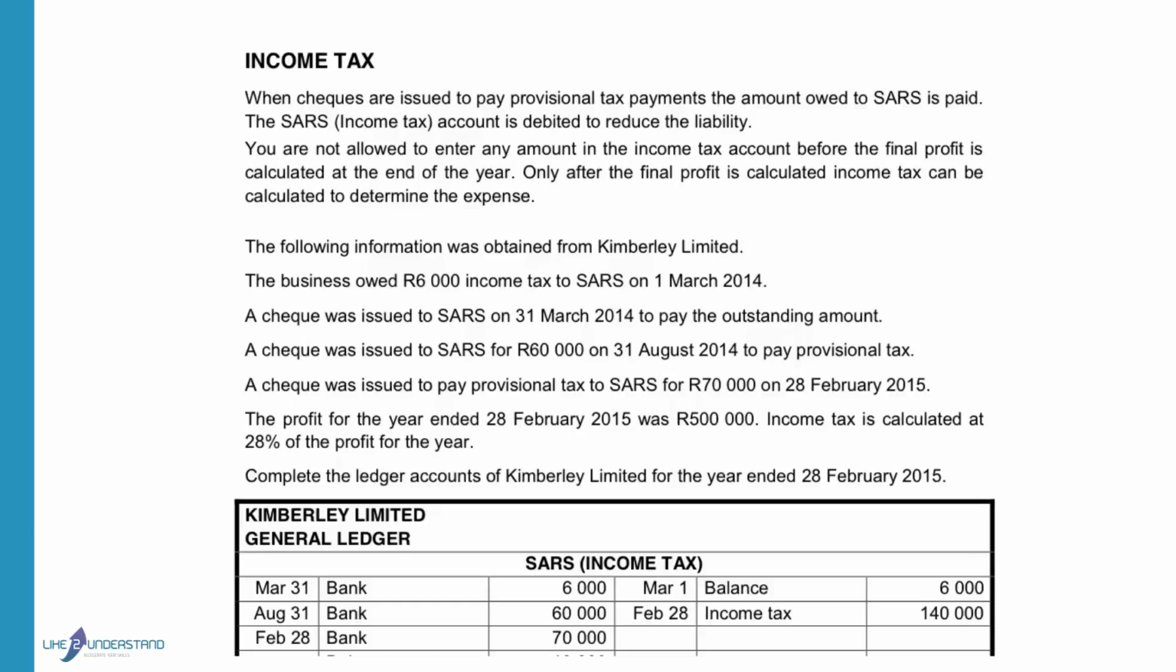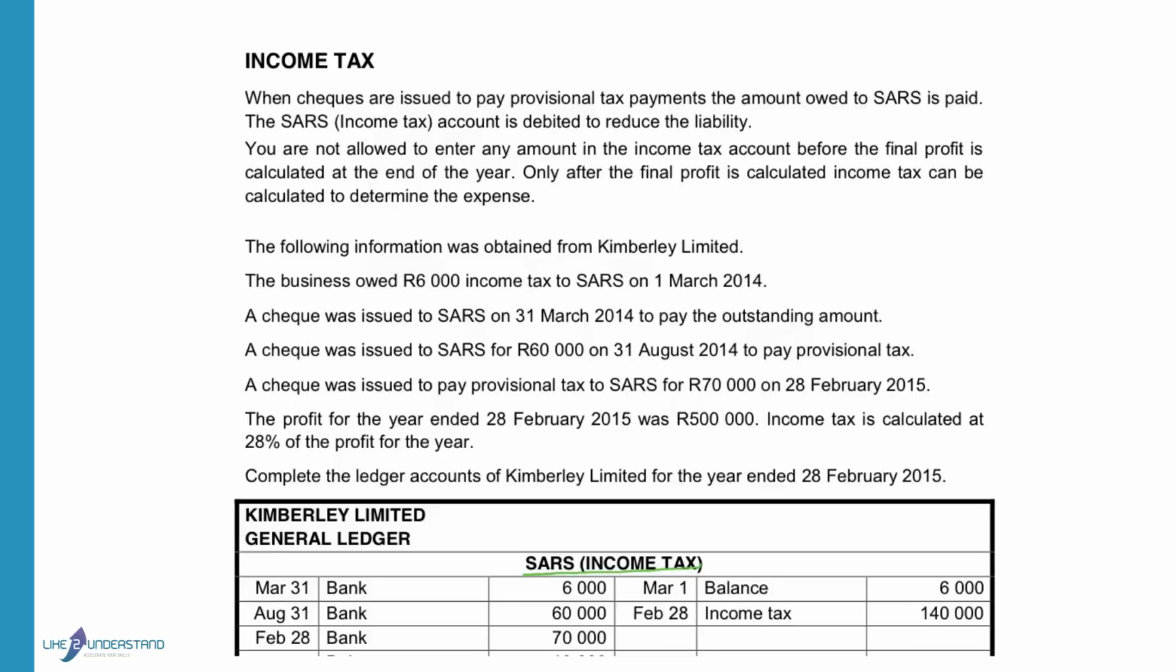SARS has three different types of tax that is paid to them. You pay over SARS income tax, you pay SARS for VAT, and you pay SARS for pay as you earn. So because there are three different accounts, each one of them will indicate with which one you are currently working. If it is the income tax that you're working with, you will call it SARS income tax, and the account will be SARS income tax. If you are working with VAT, it will be called SARS VAT, or SARS pay as you earn.